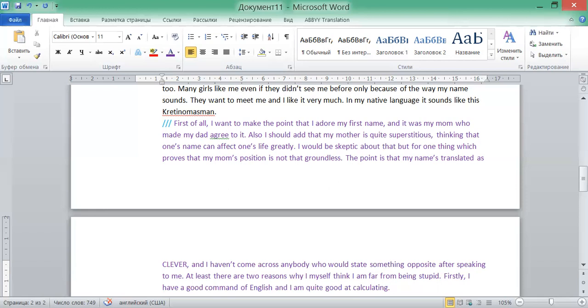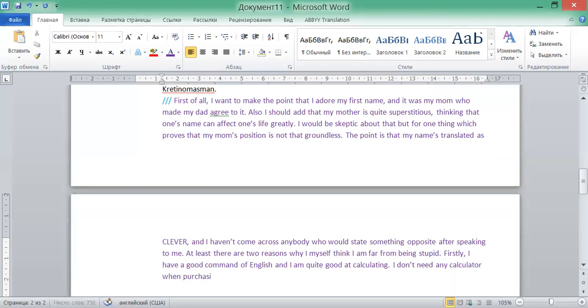Okay. I don't need any calculator. Why any? Because it's a negative sentence and I show the examiner that I know how to use quantifiers correctly. Some turns into any in negative or interrogative sentences. Okay. I don't need any calculator when purchasing something in an open air market.